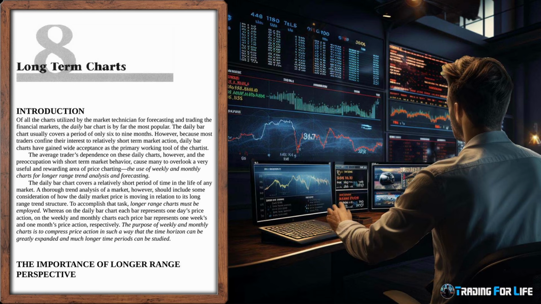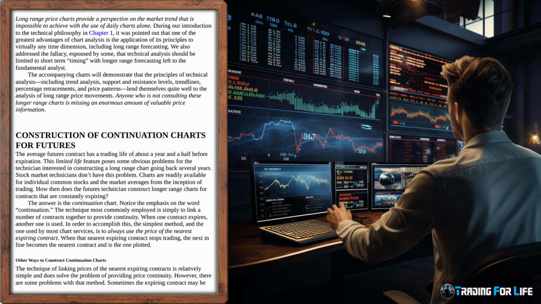The importance of longer-range perspective. Long-range price charts provide a perspective on the market trend that is impossible to achieve with the use of daily charts alone. During our introduction to the technical philosophy in Chapter 1, it was pointed out that one of the greatest advantages of chart analysis is the application of its principles to virtually any time dimension, including long-range forecasting.